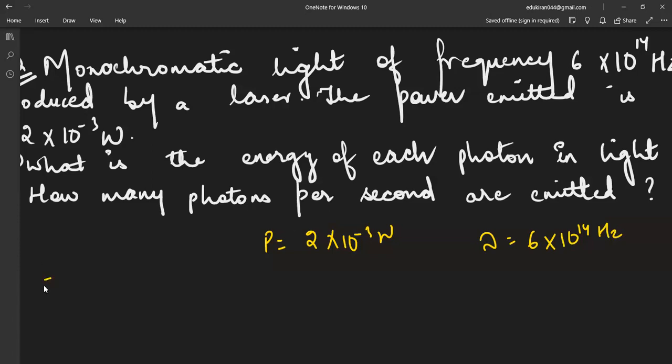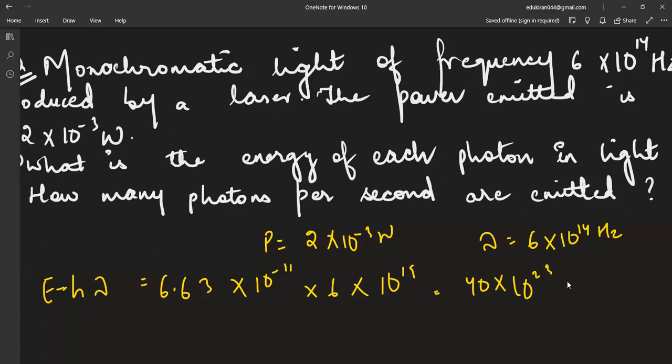Right? So E is equal to h nu, that is 6.63 into 10 to the power minus 34 (I'm writing it as 11) into 6 into 10 to the power 14. So this will be about 40 into 10 to the power minus 20 joules. Right? So this is the energy. What is the energy of each photon? It is equal to h nu. From this we can calculate. 11 was the gravitational constant, that's why the confusion.